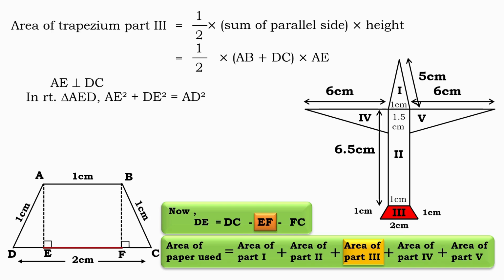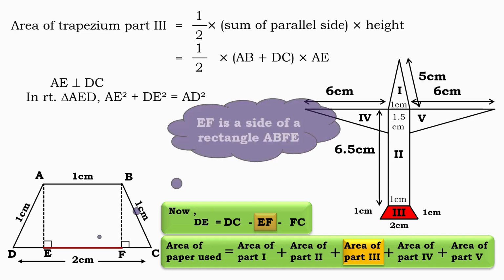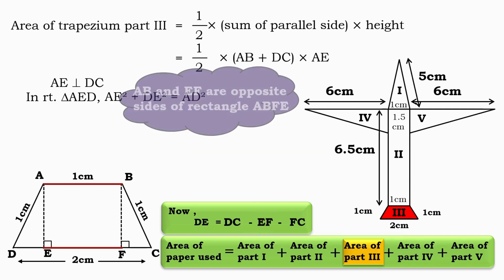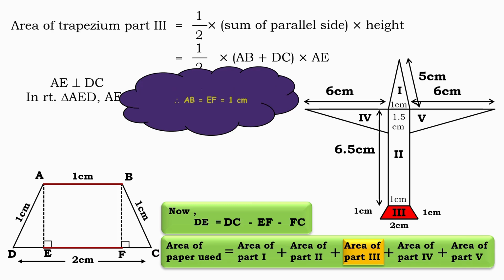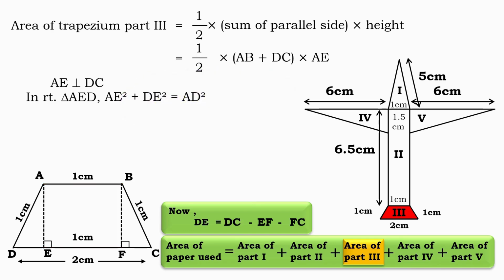Now what is EF? EF is the same as AB, right? Because EF is the side of the rectangle ABFE, isn't it? So AB and EF are opposite sides of the rectangle ABFE. AB and EF will be equal, because opposite sides are equal, that is equal to 1 centimeter.